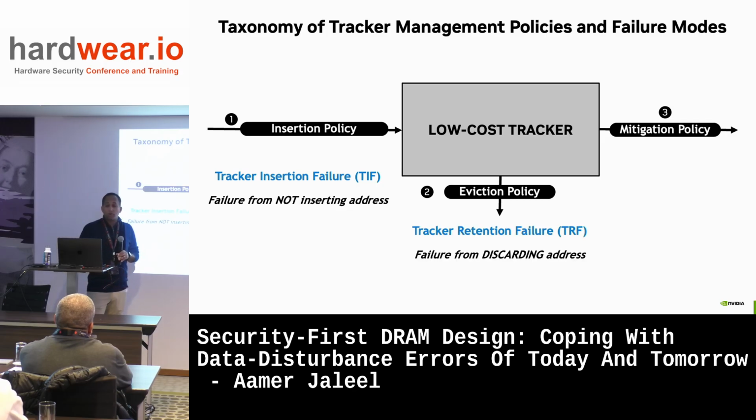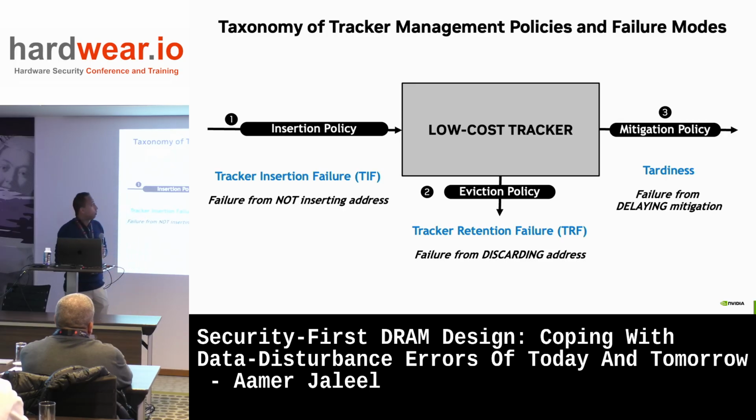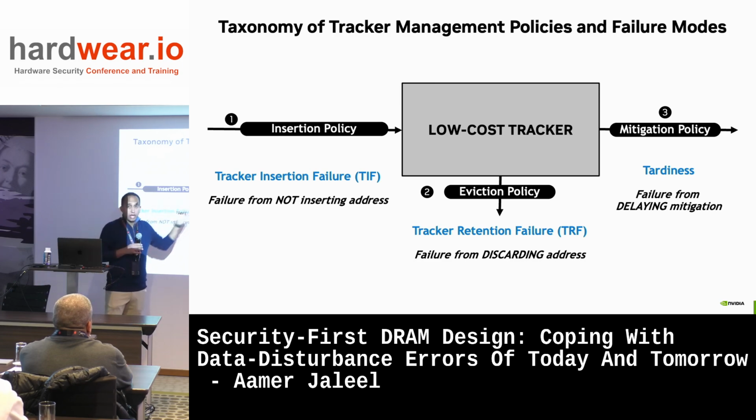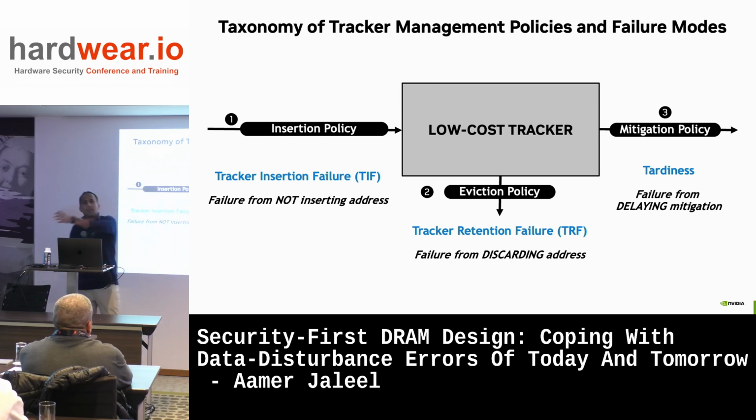If you insert a row into the tracker, but then you discard it before you actually mitigate it, that's your second form of failure, which is called tracker retention failure. Failure from discarding the address. Third, mitigations only happen at TRFC, right, during the refresh period. So we insert the address into the tracker, but we don't mitigate it until a later time during refresh. So by delaying the mitigation, by being tardy, that can also cause failures.